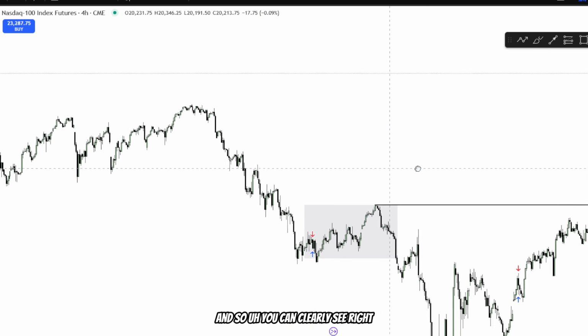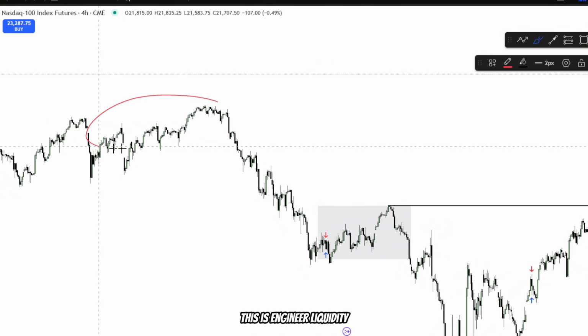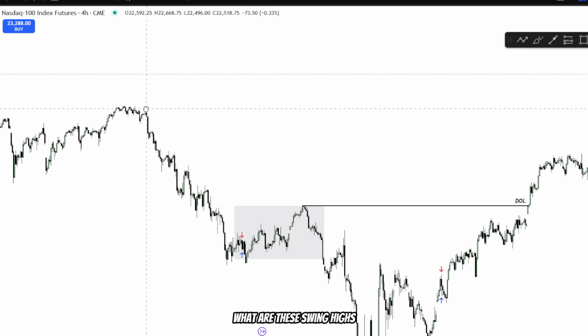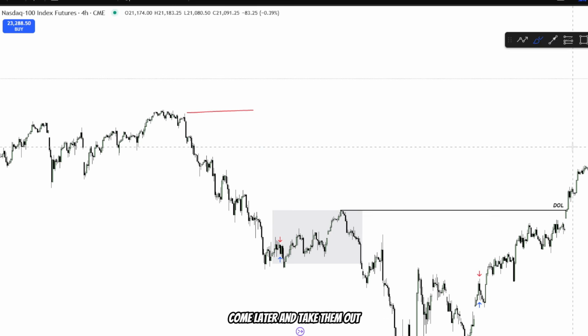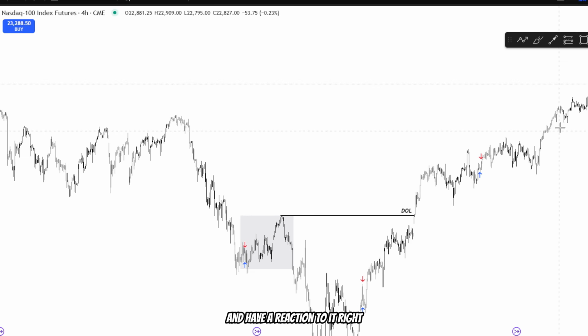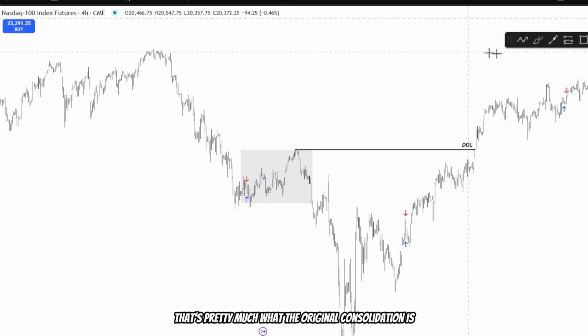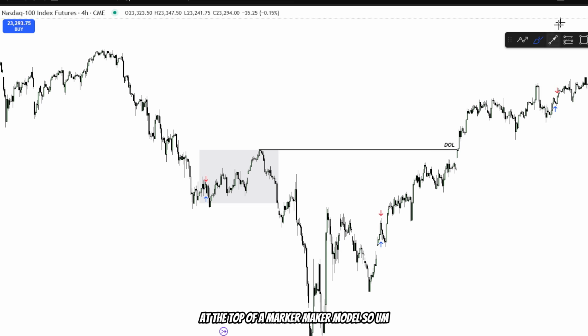You can clearly see, this is engineered liquidity. This is a consolidation at the highs. What are these swing highs? These are just engineered liquidity for us to come later and take them out and have a reaction to it. So we swept this, we dump. And that's pretty much what the original consolidation is. All it is, is engineered liquidity at the top of a market maker model.